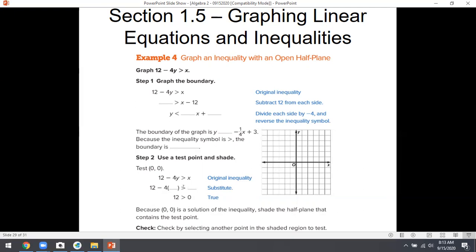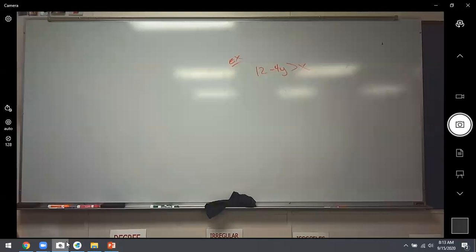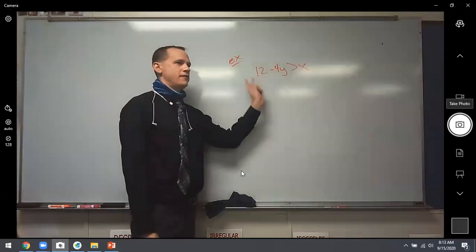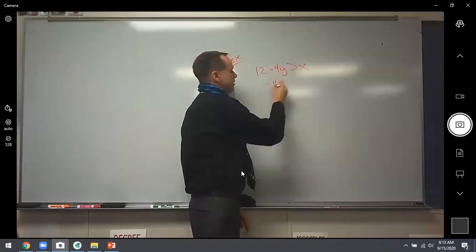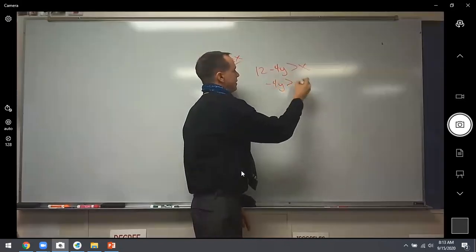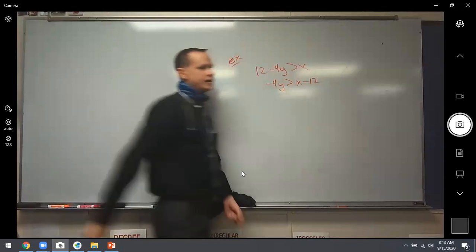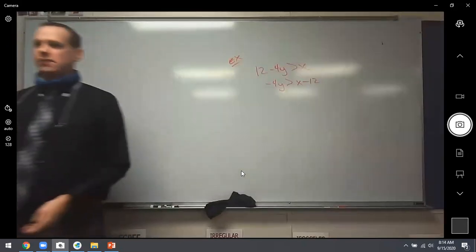So let's look at this example. 12 minus 4y is greater than x. So start unwrapping that thing and tell me how to get y by itself. I know it's the same thing I've asked you like 8 times today, but same skill. Probably what? Subtract 12 over, right? Got nothing to do with it. Negative 4y is greater than x minus 12 then, right? Okay.